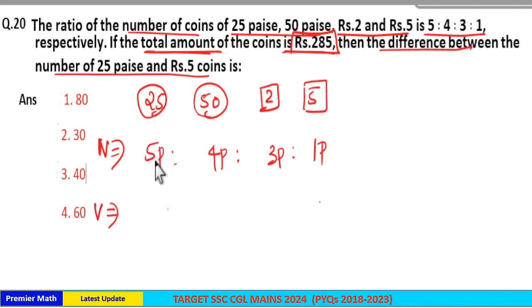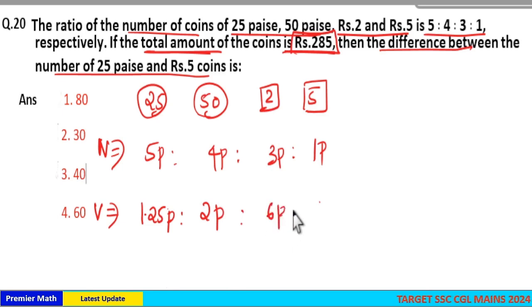Now take the value of each of these coins. 25 paise coins are in 5 part numbers. So 25 into 5 is equal to 125 paise. But the total amount is in rupees, so this is equal to 1.25 rupees. But this is in part. We don't know the exact amount. Now 50 into 4 part is equal to 200 paise. But we need rupees, so 2 rupees. And this is also in part. 2 into 3 is equal to 6 rupees part. 5 into 1 is 5 part rupees.